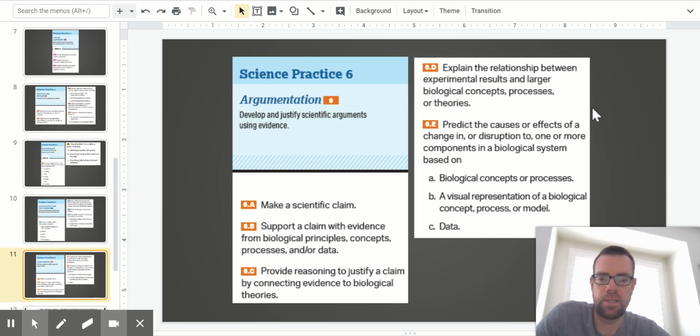Okay, for 6D and 6E, you're really going to be looking at some kind of disruption taking place in this phenomenon and what's going to take place once that disruption happens. So again, making a prediction and then justifying a prediction using data, using scientific concepts, that sort of thing.